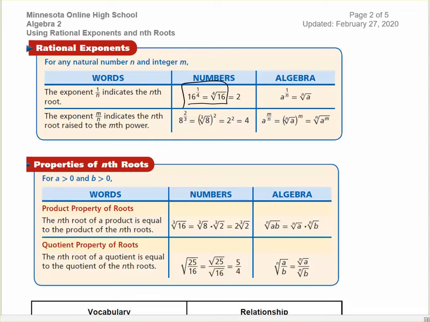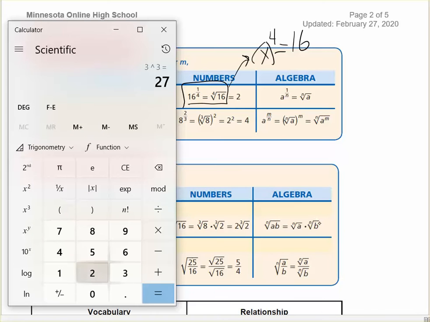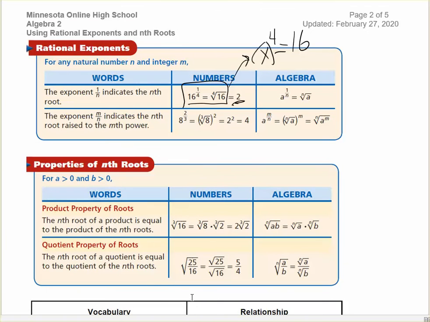If I had the fourth root of 16, I would know that means I have some number to the fourth power that's equal to 16. And then I could get my calculator out and say, what number to the fourth power is equal to 16? I could try some numbers, and really quickly I find, oh, it's 2. 2 to the fourth power is equal to 16, which means that the fourth root of 16 is equal to 2. So in general, in algebra, this is true.